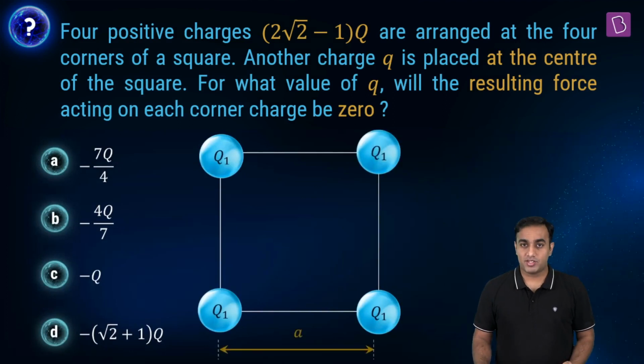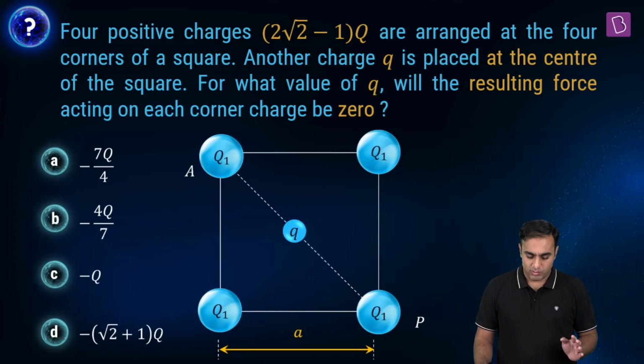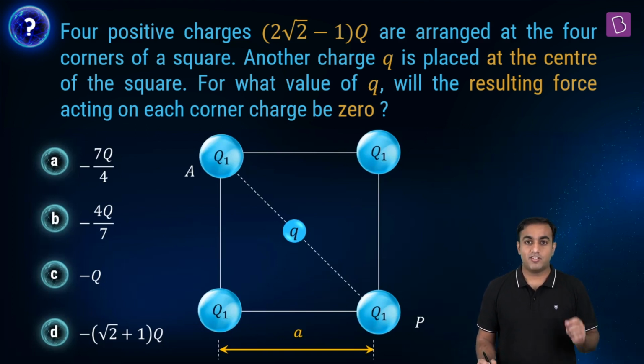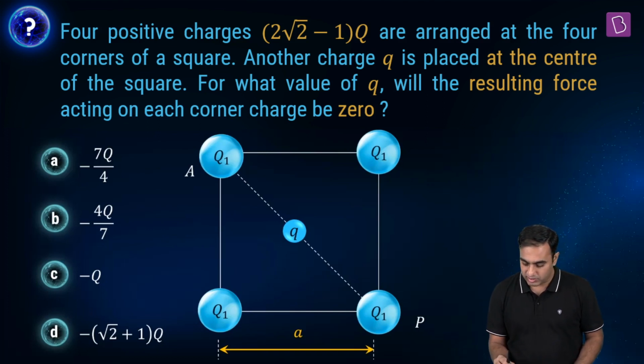Next, we have a beautiful question on the application of Coulomb's law. We have here four positive charges given to us, each of magnitude 2 root 2 minus 1 into capital Q, and they are arranged at the four corners of a square in a horizontal plane. There's another charge, small q, which is placed at the center of the square, and we are supposed to find the value of small q such that the resulting force acting on each corner charge is 0.